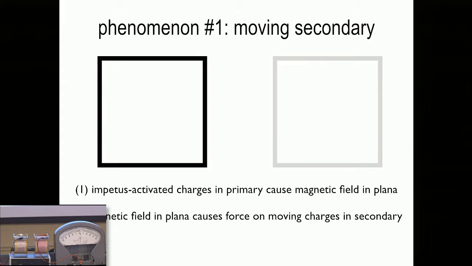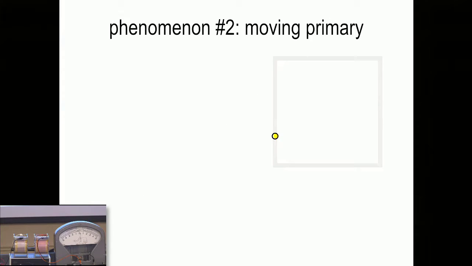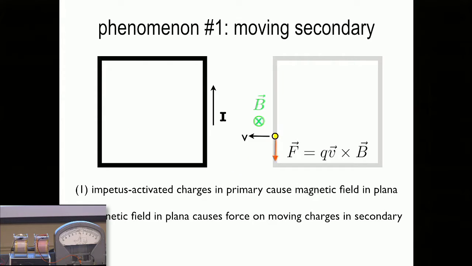The first one, we have the moving secondary. In the primary I have a current, and that generates a magnetic field in the plenum around it, which extends out to the secondary. When I push the secondary towards the primary, I'm pushing charges. The charged parts of the secondary are now moving in a magnetic field. That causes a V cross B force on those charges, in that direction if they're positive charges, and that causes an induced current in the secondary. Clearly if you move them in the other direction, the current flows in the opposite direction. Push the secondary away.